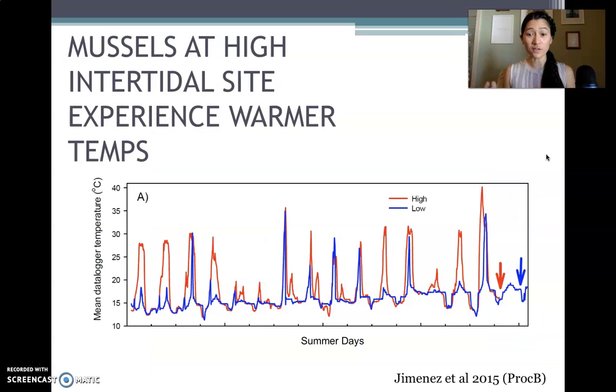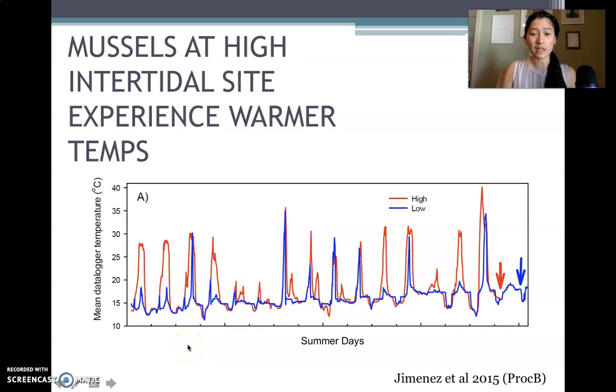And we've actually quantified that, or I haven't quantified it, but previous people in the Dowd lab have. So this is a temperature record. We have the mean temperature on the y-axis, summer days on the x-axis, that high intertidal site's in red, that low intertidal site is in blue.